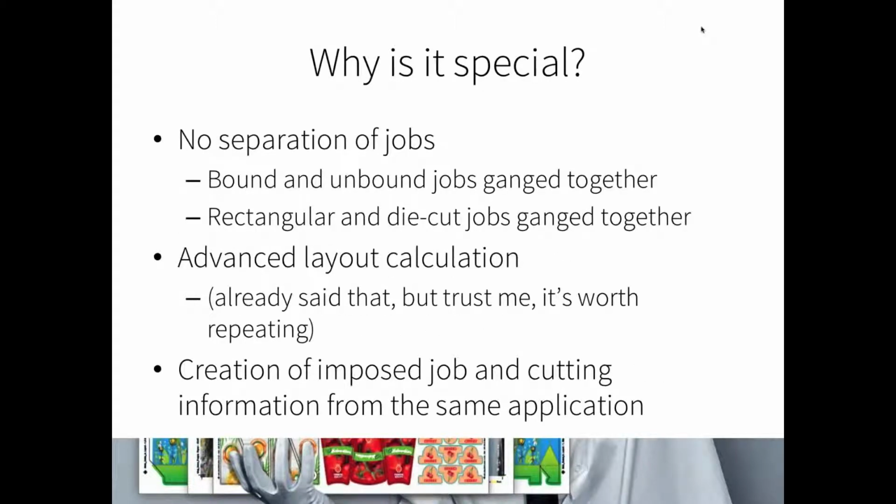Now, why is IMP special? There are a few other products on the market that do similar things. Well, it's special because of a number of features that set it apart. There really isn't much separation of jobs, if you want to put it that way. So you can do things like taking bound and unbound jobs and gang them together. The same with those die-cut jobs as well. The bound and unbound example is one that I will be showing in the demo later on, because it's something that comes back quite often in actual projects.